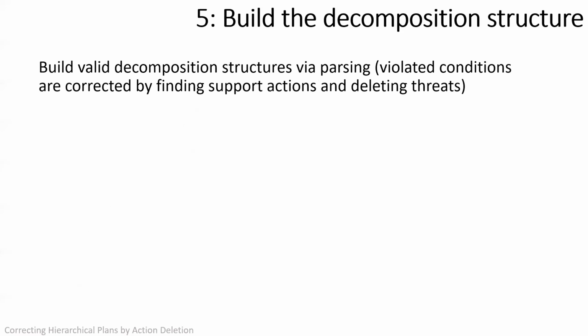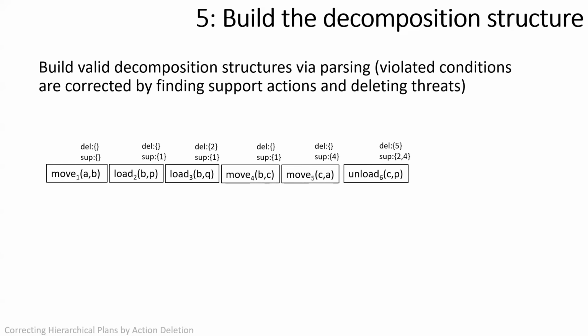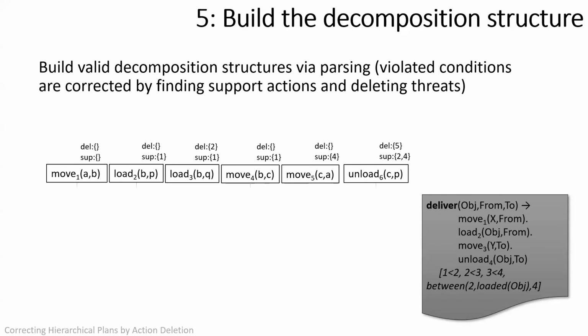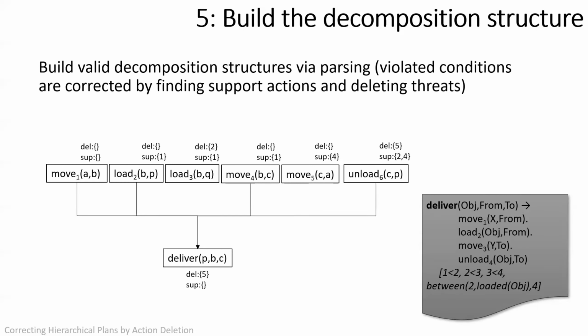Now, the final step is to build the decomposition structure. So how do we do that? Well, first of all, we need to check the parameters and find out which subtasks are combined correctly together in order to create this main task deliver. And then what we do is we take the delete lists and we merge them, and then we take the support list and we merge them as well. We create a union. So for the delete lists, we get a delete 5 because we're combining actions 1, 2, 4, and 6. And for the support, we actually get 1, 2, and 4.